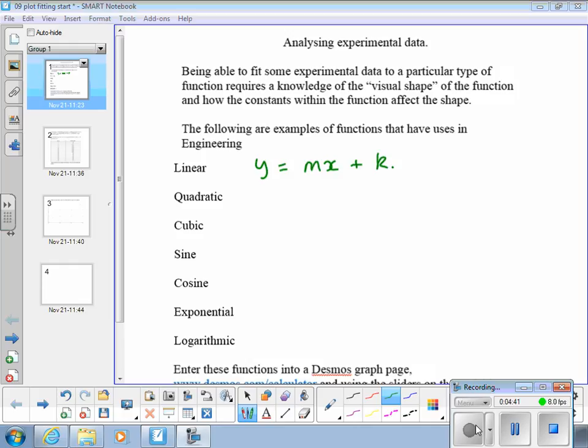Quadratic. So you might be able to fit it to a quadratic function of the form y equals ax squared plus bx, plus again the constant on the end. Cubic. y is ax cubed plus bx squared plus cx plus a constant.